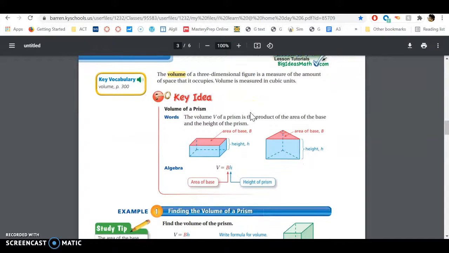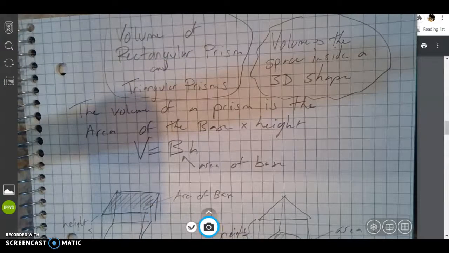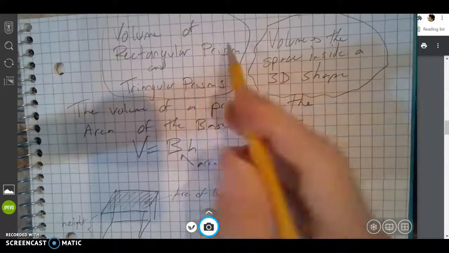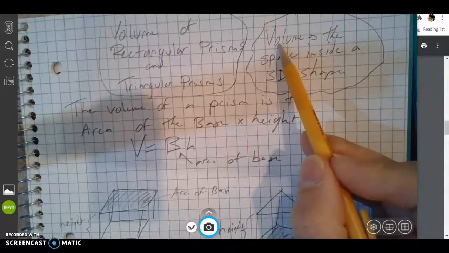We are going to go over volume. Volume is this week, so it has to do with area. It's just pumping it up a little bit. Now we're dealing with three-dimensional shapes. Here's the title for today: Volume of Rectangular Prisms and Triangular Prisms, or prisms, plural.